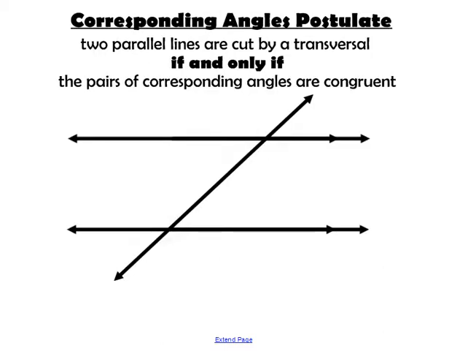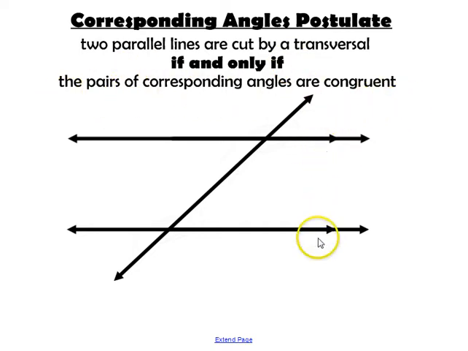The corresponding angles postulate. Last time we talked about what corresponding angles were, and now we want to talk about the special postulate regarding parallel lines. So two parallel lines are cut by a transversal if and only if the pairs of corresponding angles are congruent.